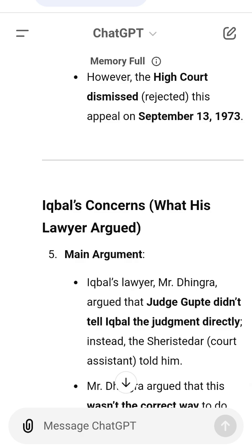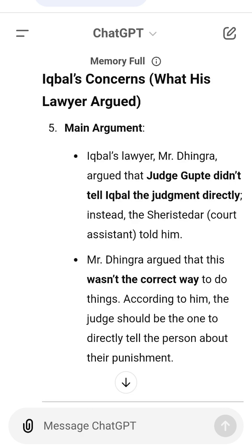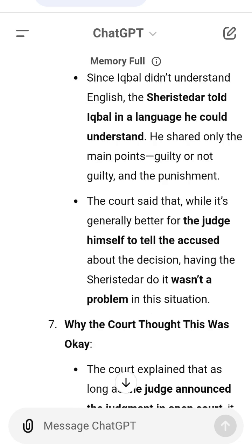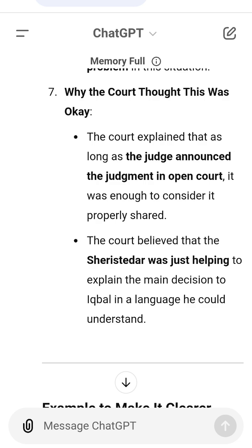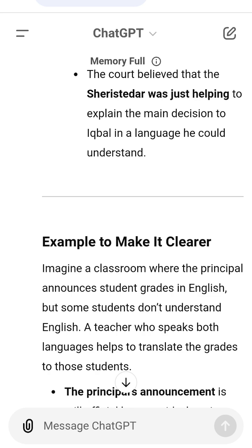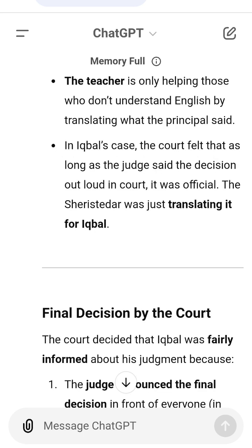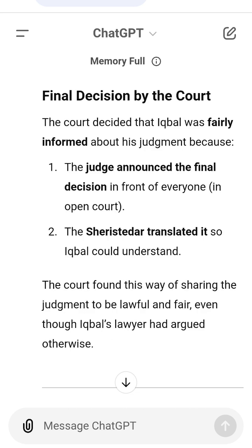6. Court's response to the argument. The court looked at a report by Judge Gupte, which confirmed that he did speak the judgment in open court. This included the final part, where he announced that Iqbal was guilty and would be in jail for 7 years. Since Iqbal didn't understand English, the Sheristadar told it in a language he could understand. He shared only the main points, guilty or not guilty, and the punishment. The court said that, while it's generally better for the judge himself to tell the accused about the decision, having the Sheristadar do it wasn't a problem in this situation.